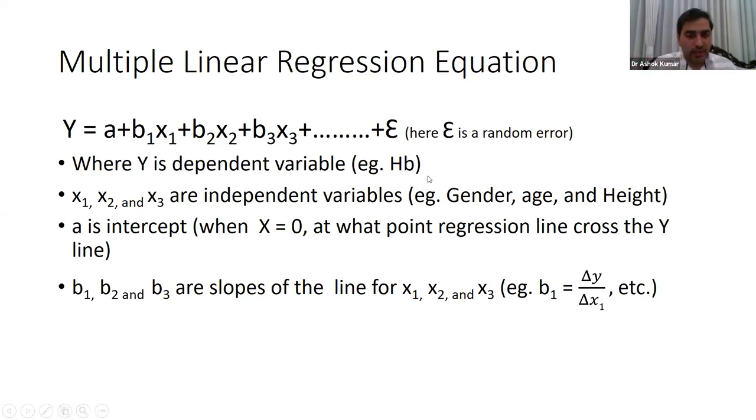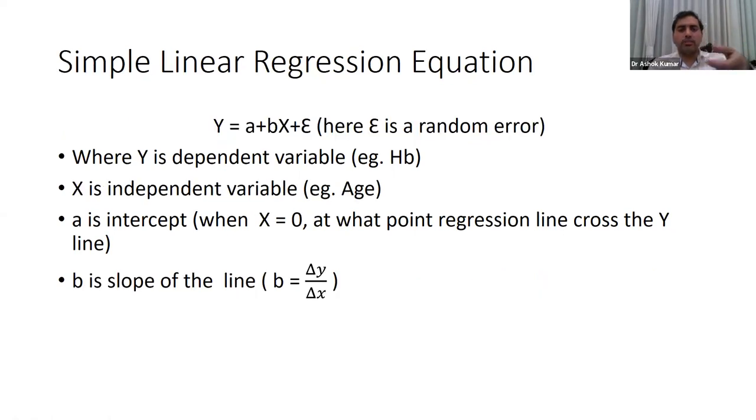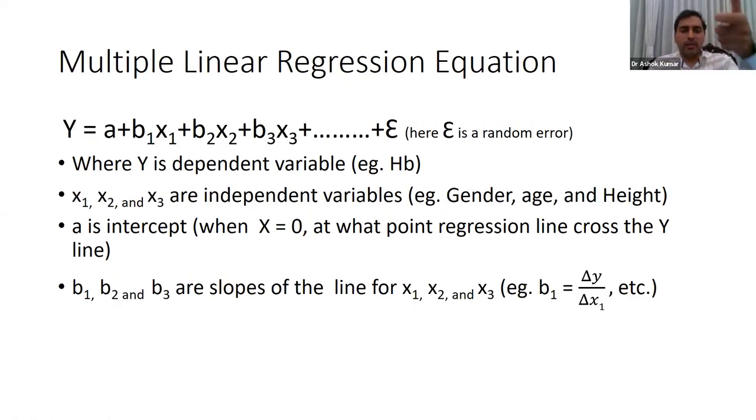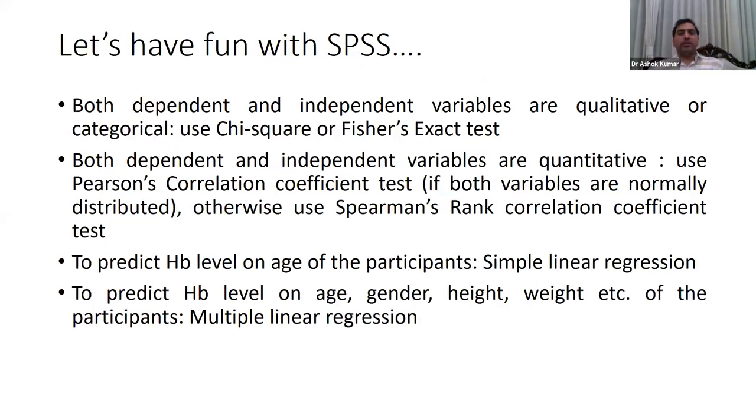Here y is a dependent variable, for example Hb, and x1, x2 and x3 are independent variables, for example gender, age or height. In simple linear regression there is only Hb and age, and in multiple linear regression Hb is the dependent variable, but the independent variables can be age, BMI, height, systolic BP, we can take anything. a is the intercept, and b1, b2, b3 are the slopes of the line for x1, x2, x3. So let's have fun with SPSS.